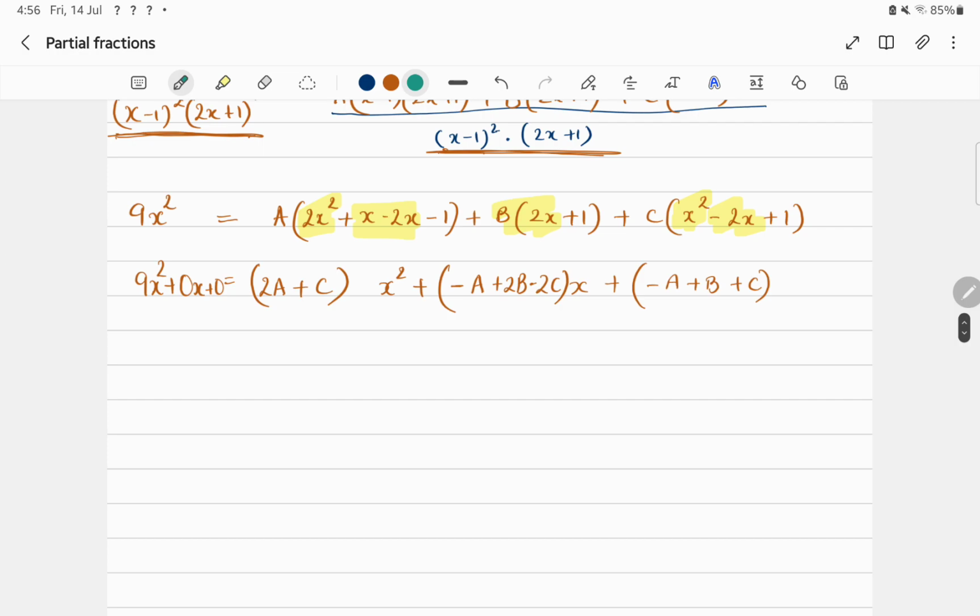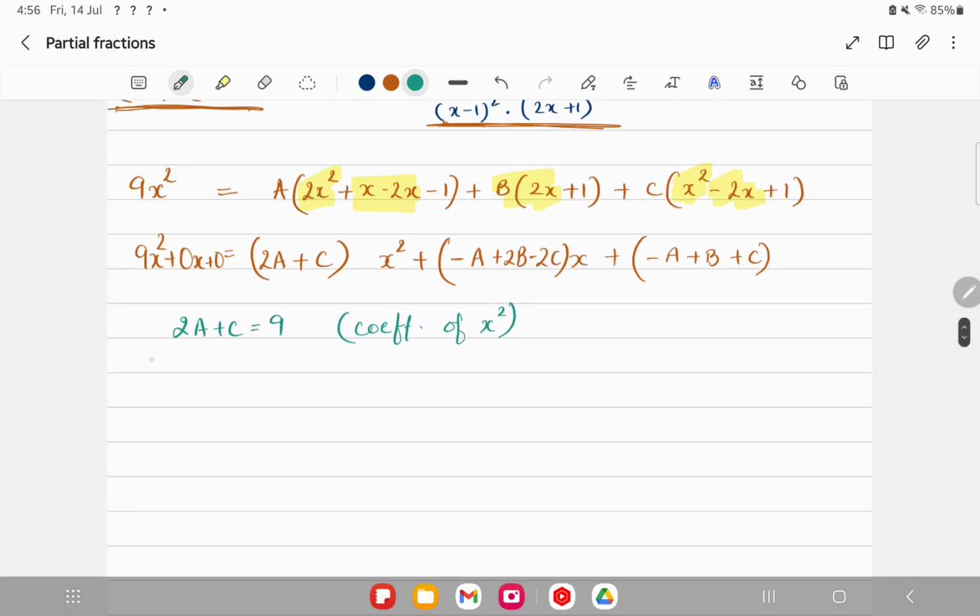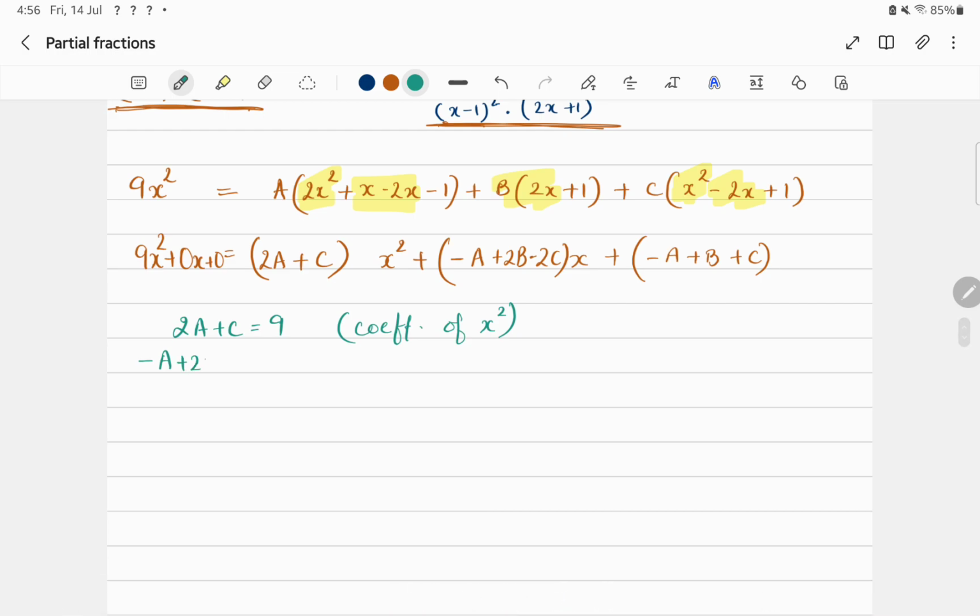All right, so the three equations are: 2a plus c is equal to 9, that is the coefficient of x squared. Then we have minus a plus 2b minus 2c is equal to 0, that is the coefficient of x. And then the constants: minus a plus b plus c is equal to 0. That is the constants.